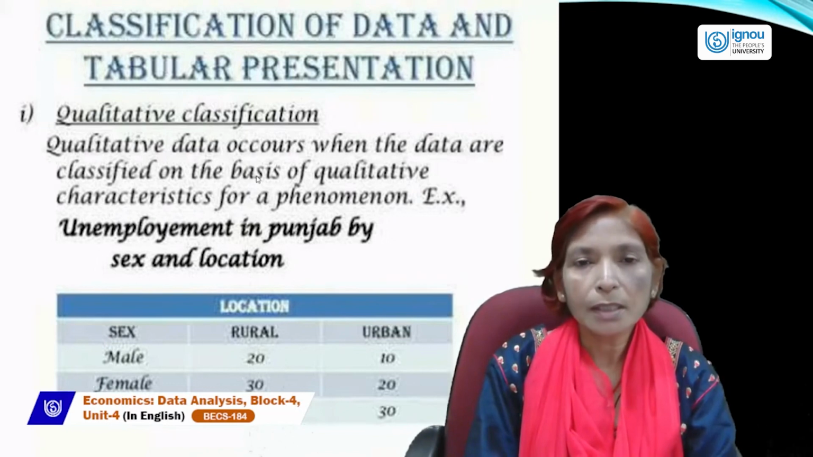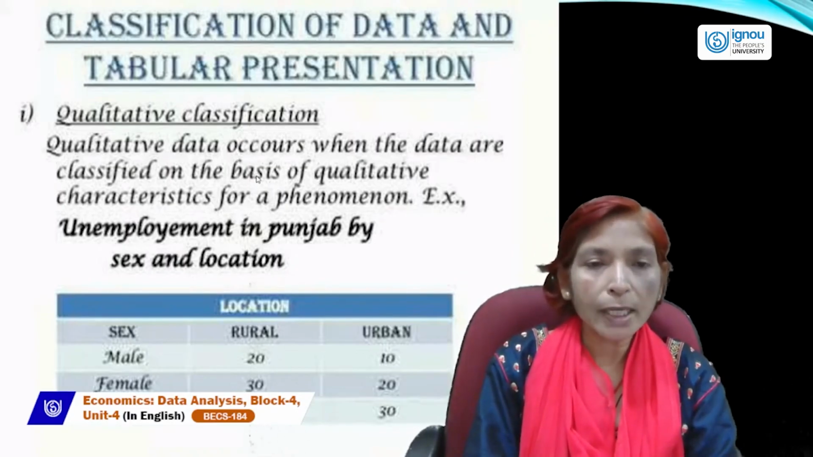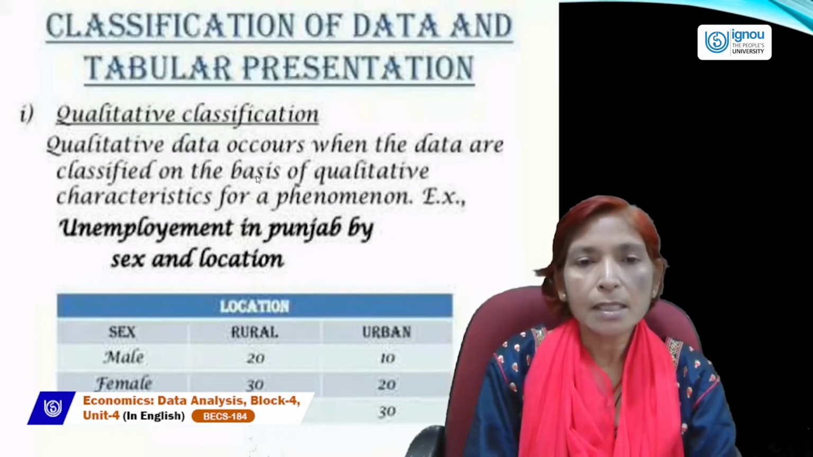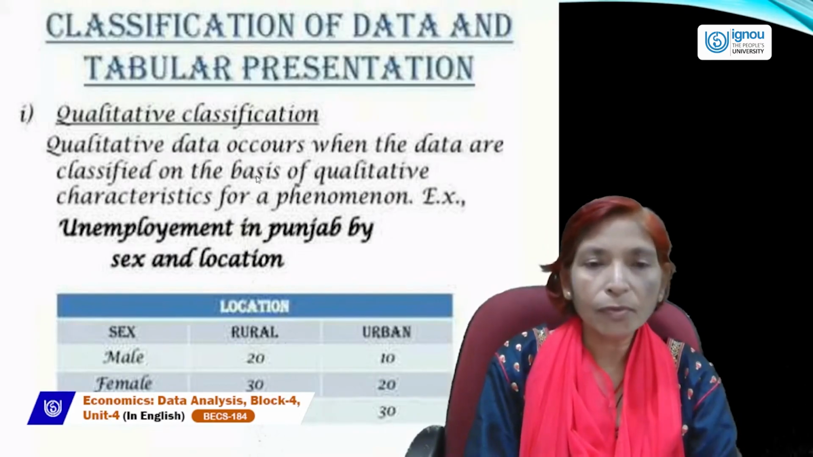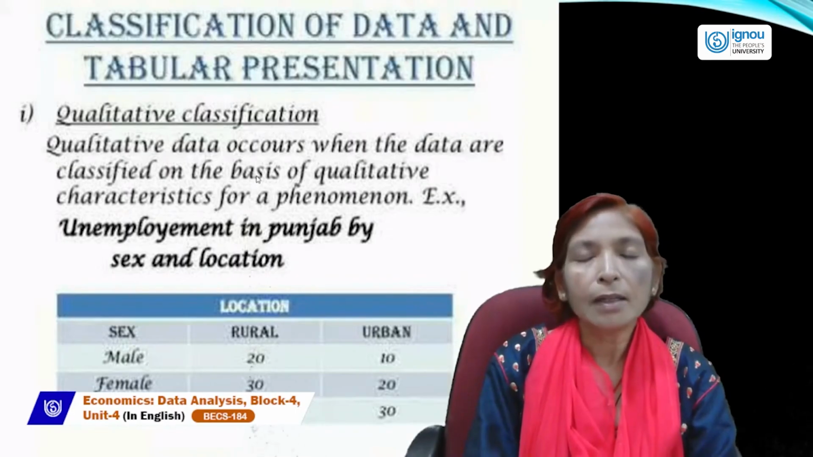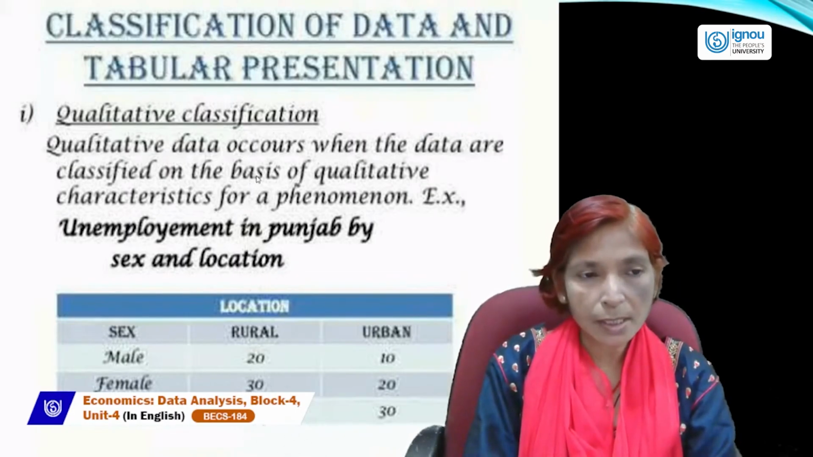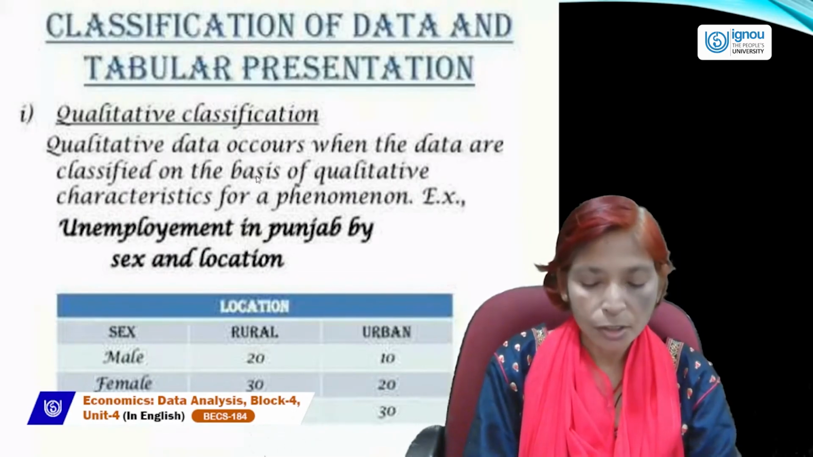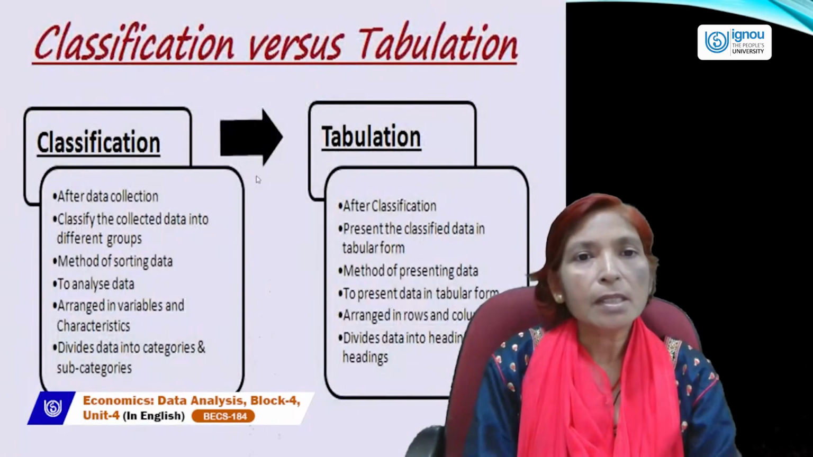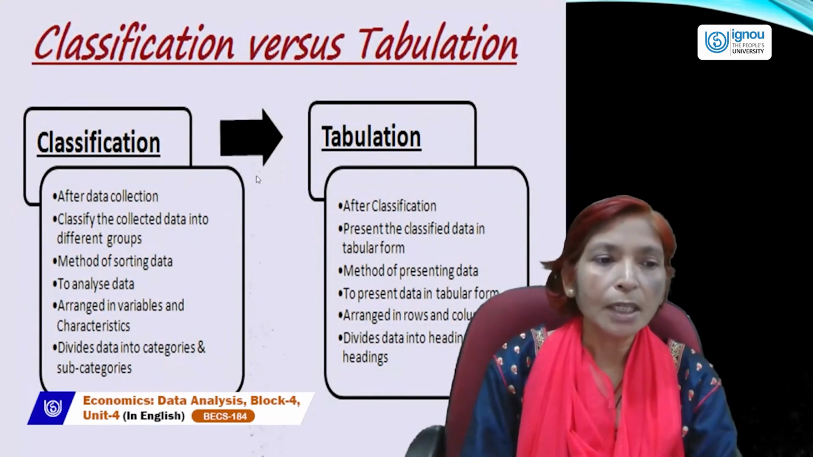Tabular presentation is that presentation in which we show the collected data in a tabular form, in which rows and columns are made, and we give headings to each row and column, and then express the data which we have collected. So this is the tabular presentation method. Next is classification versus tabulation. What is the difference between them?